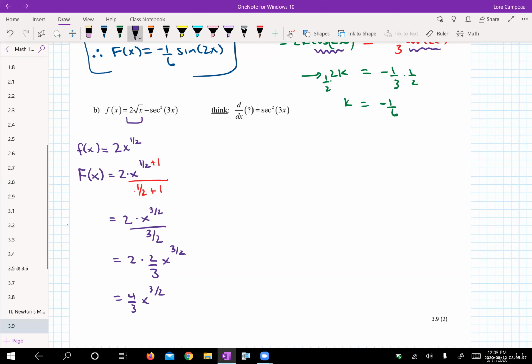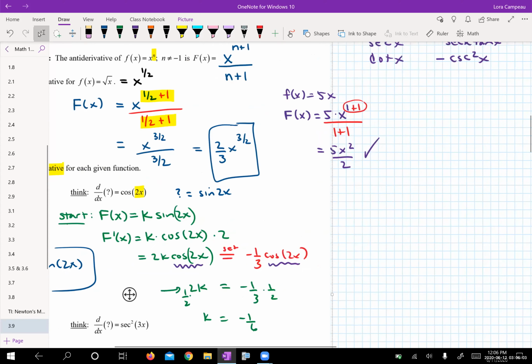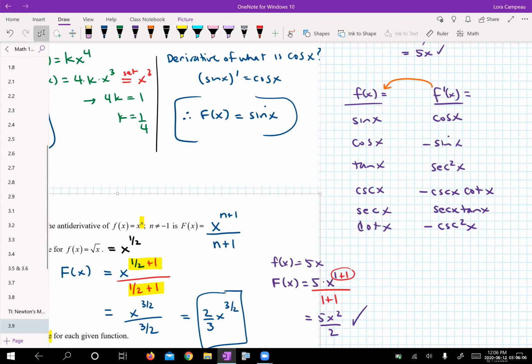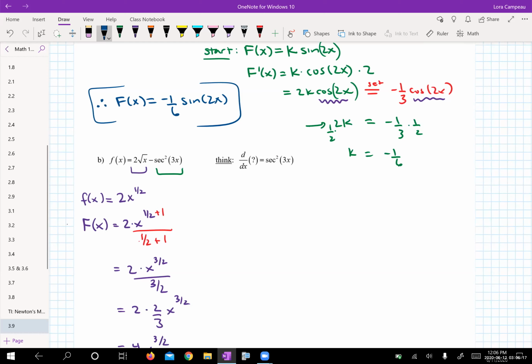The next thing I want to do is approach the little rougher part. We have this secant square of 3x. A lot of times we can go back to our chart if we need to and say, okay, we see a secant square. What was the derivative that made a secant square? A derivative that makes a secant square is the derivative of tangent. So that's going to help me out a little bit. So my question involves tangent of 3x. We just don't know the constants quite nicely yet.